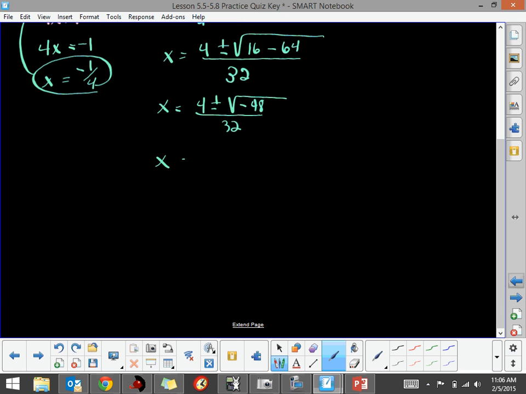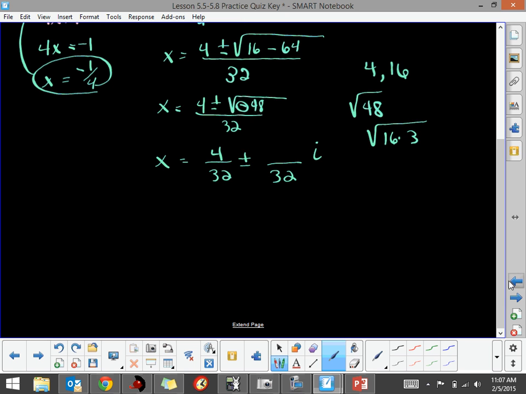At this point, I'm going to start splitting up my fraction. It's going to be 4/32 plus or minus something over 32, and I'm going to go over here and start thinking if I can find, and I know it's an i because it's the square root of a negative, the square root of 48. So I've got to start thinking of perfect squares that go into 48. Well, 4 does, but there's a bigger one, which is 16. So 48 is 16 times 3.